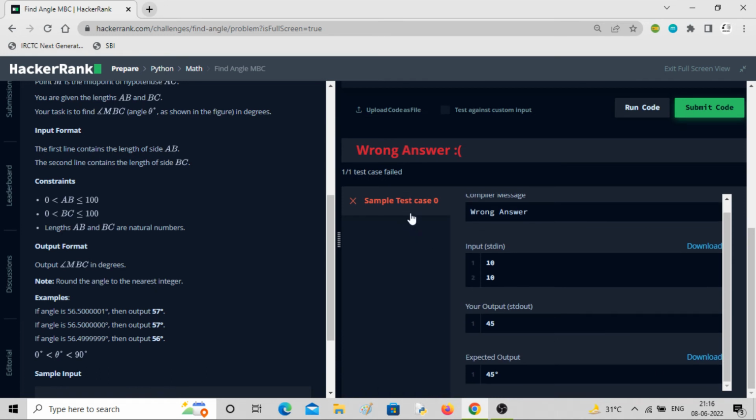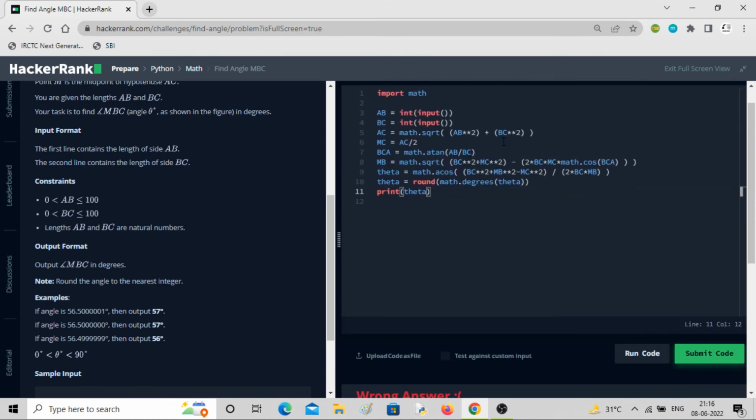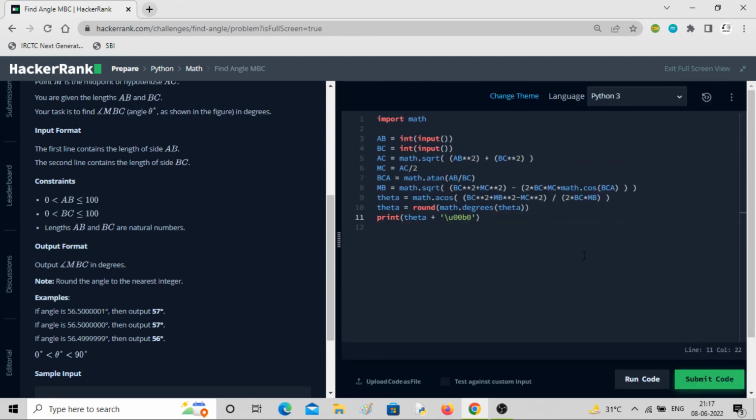So the answer is correct, but you forgot the degree sign. So the degree symbol we have to put. You can write it via this code. You can Google search how to write the degree symbol if you want. I am just writing here U00B0. Okay, so this is how it will look.